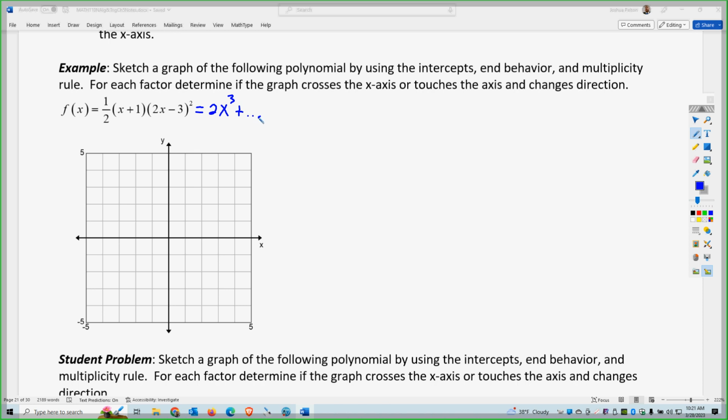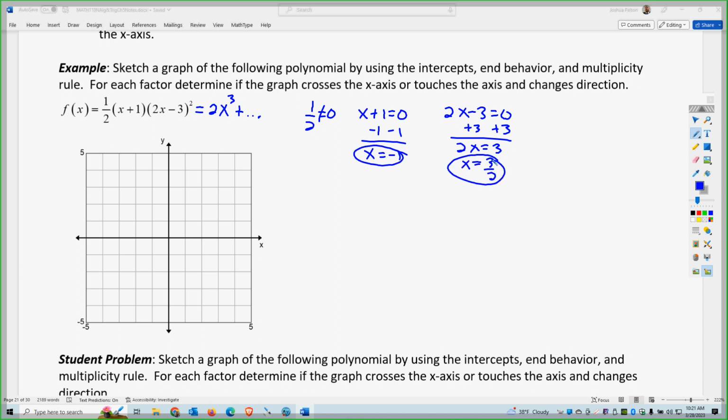I've already done the work to factor the problem for you, unlike in the prior problems, where we had to do the factoring first. So 1/2 equals 0, x plus 1 equals 0, and 2x minus 3 equals 0. Subtract 1, x equals -1. Add 3, 2x equals 3, or x equals 3/2 when we divide. So essentially what we get is the x-intercepts, which are -1, 0, and 3/2, 0.